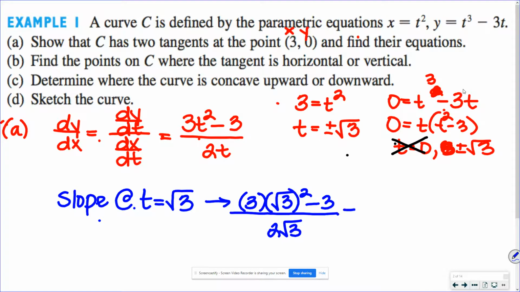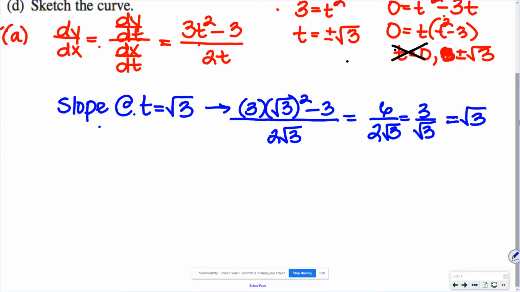So we're going to compute the slope by plugging radical 3 into the derivative equation that we just computed. Okay, and if we do the math here and simplify, we would get 3 times 3 minus 3, so 6 over 2 radical 3. Reduce to 3 over radical 3, and if you rationalize to take it even a step further, it would just be radical 3.